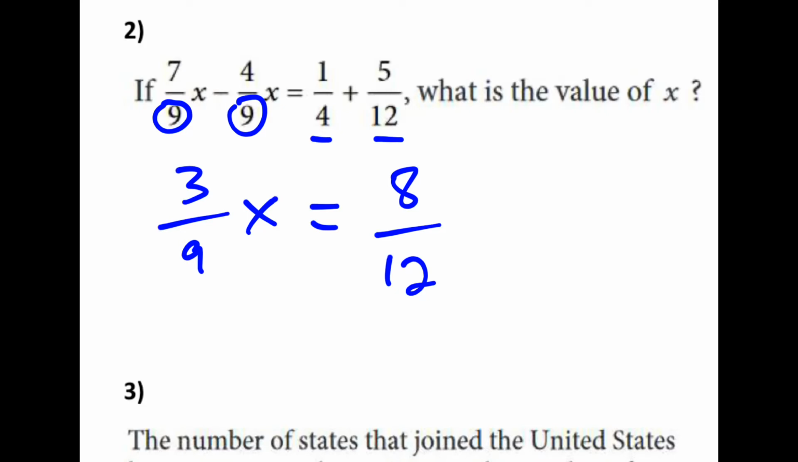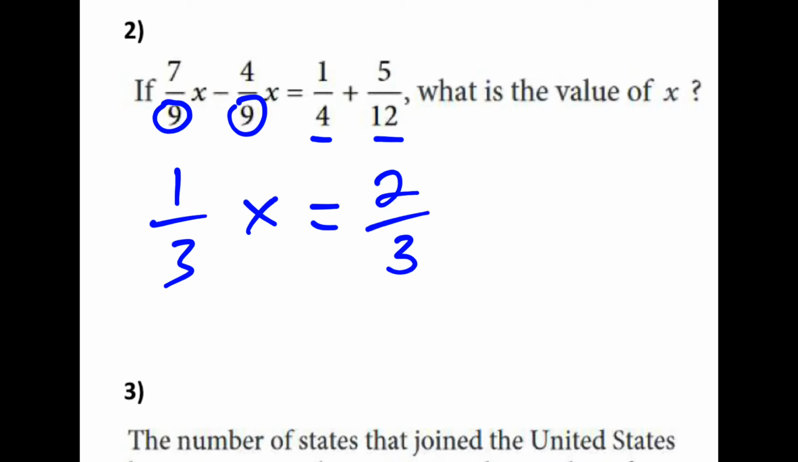There's this nice little trick on the calculator where you could take 3 divided by 9, enter, math, enter, enter. Or 8 divided by 12, enter, math, enter, enter. And that gives you the simplest form of the fraction. If you simplified those fractions, you would get 1/3 and 2/3.